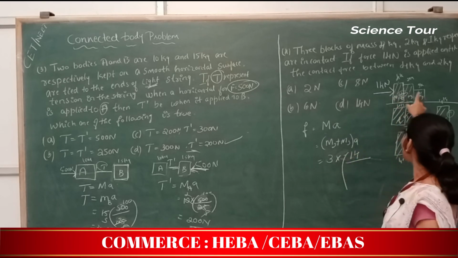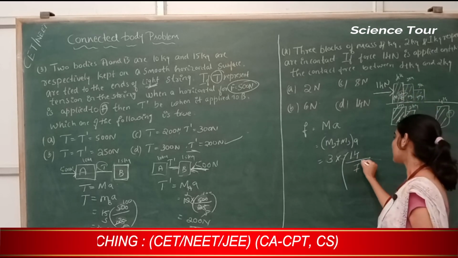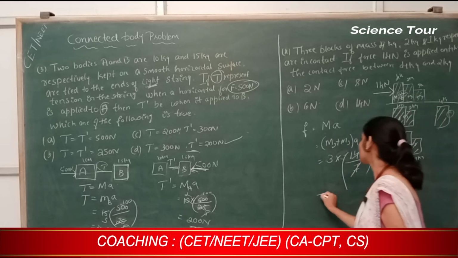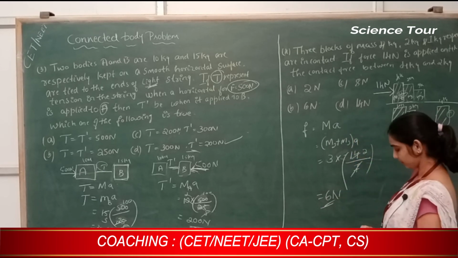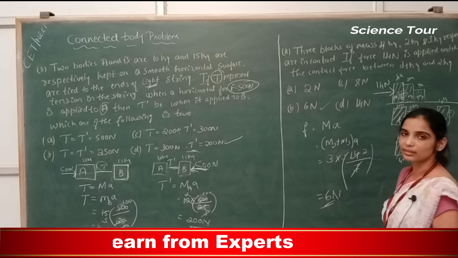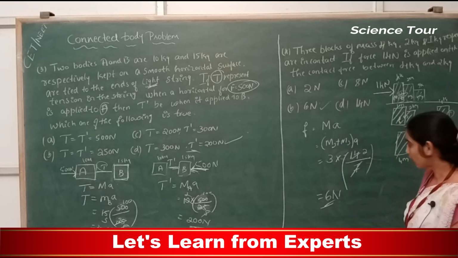So 2 kg plus 1 kg, that is 3 kg, into acceleration, which is the net force 14 divided by total mass 4 plus 2 plus 1, 7, this is 2, so 6 Newton. Which is the answer? Option B is the answer. You should directly know how to apply it.